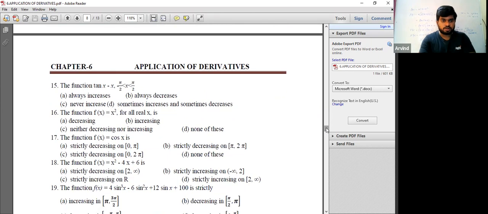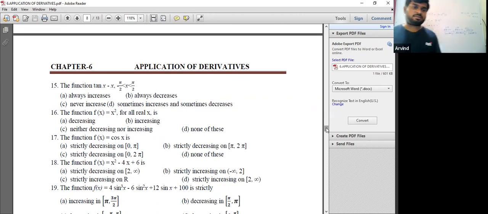Let's go to the 15th one. The function tan x minus x, where x is between minus pi/2 to plus pi/2. Always increases, always decreases, never increases, sometimes decreases. You should find the answer.